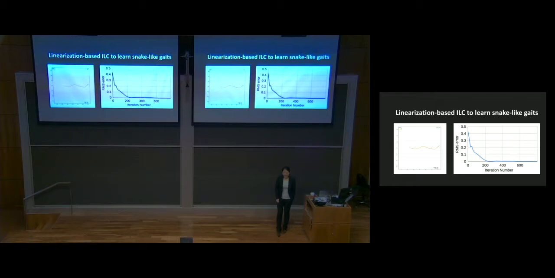ILC only deals with feedforward signals. So that means we already suppose the plant is stable. We already put the feedback controller inside of the plant, and then we just modify the feedforward signals.